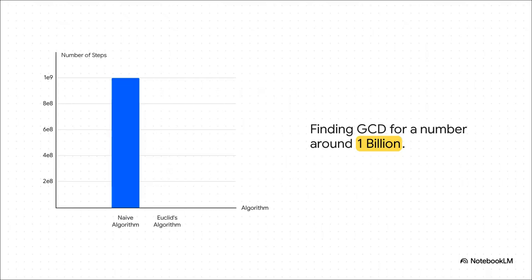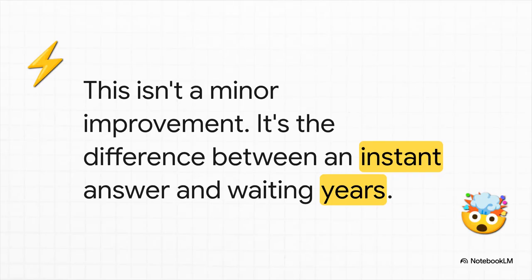So how much faster are we talking about? Let's put some numbers on it. Imagine finding the GCD of two numbers up around 1 billion. Our naive countdown method could take up to 1 billion steps. Euclid's algorithm would take about 10. No, that's not a typo. Not 10 million, just 10 steps. The difference is staggering. And that's not just a small improvement. For a computer, that kind of performance difference is the difference between getting an answer instantly and potentially waiting for weeks, months, or maybe even years for the calculation to finish. This is the true power of algorithmic thinking.